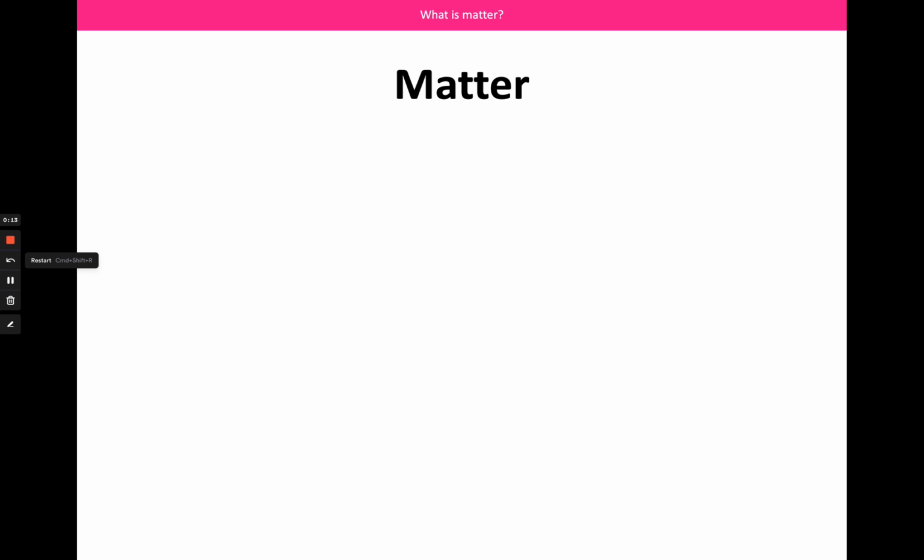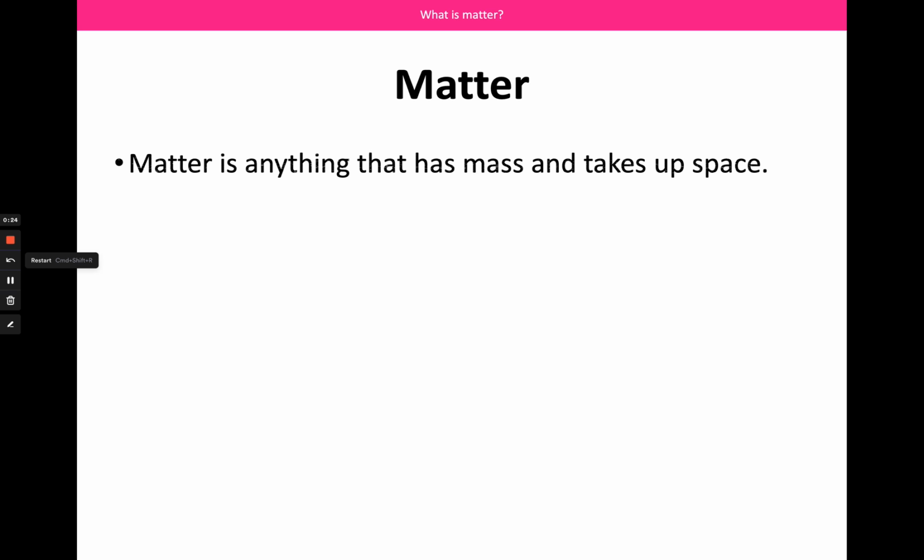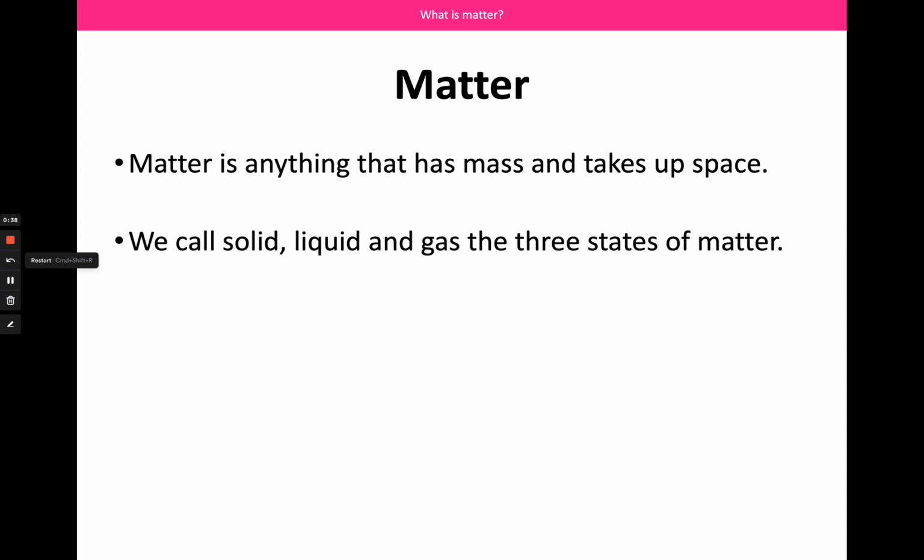And before we can go any further with that, we've got to consider the question of what is matter, because everything that we're talking about from now on concerns matter. Matter is just the word that scientists give to anything that has a mass and takes up space. So stuff, right? Any and all stuff in the universe is matter. And we call solids, liquids and gases the three states of matter. So matter can exist as a solid, it can exist as a liquid, and it can exist as a gas.